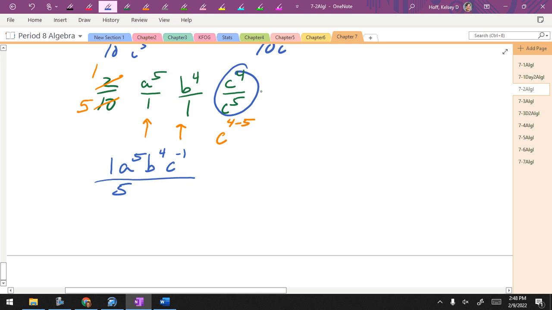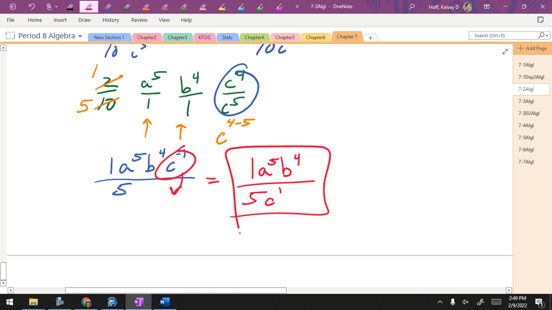Can I walk away from this problem, though? No, why not? Yeah, I got to make that C really go back down here, right? So my final answer, thank God, 1, A to the 5th, B to the 4th, divided by 5, C to the 1st. Now, technically on this C, do you have to have a 1? No. Now, this is not wrong, but what I'm going to tell you is I would not worry about negative exponents until the very end.